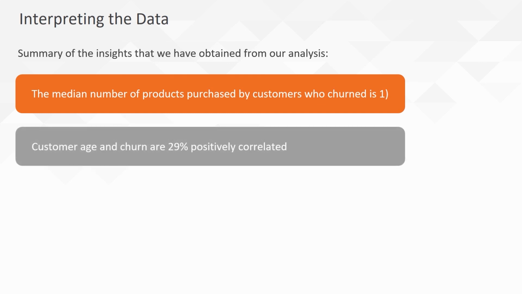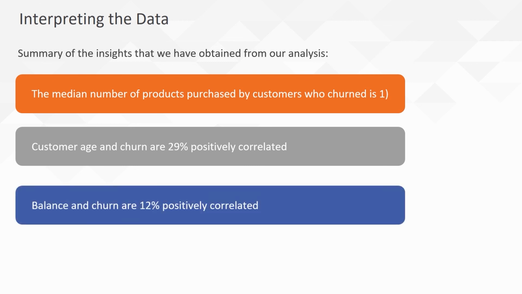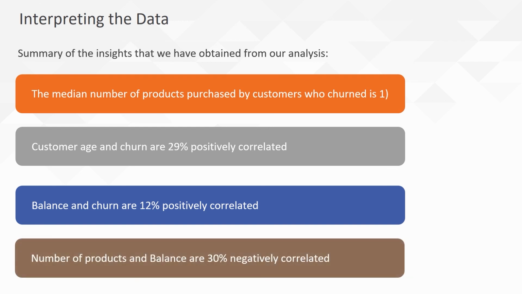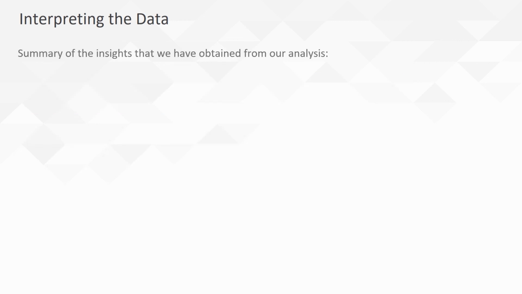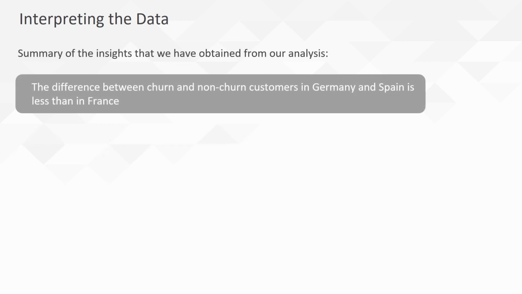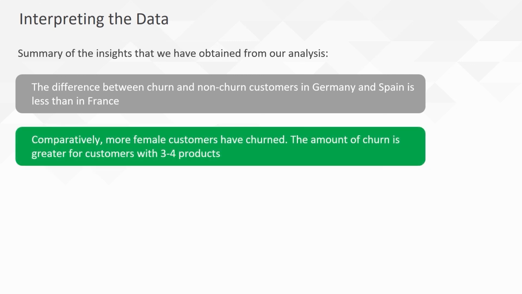Customer age and churn are 29% positively correlated. Balance and churn are 12% positively correlated. Number of products and balance are 30% negatively correlated. The difference between churn and non-churn customers in Germany and Spain is less than in France. Comparatively, more female customers have churned. The amount of churn is greater for customers with 3 to 4 products.